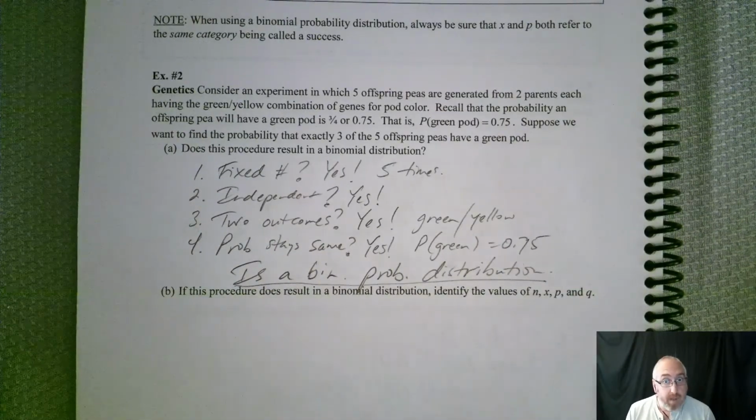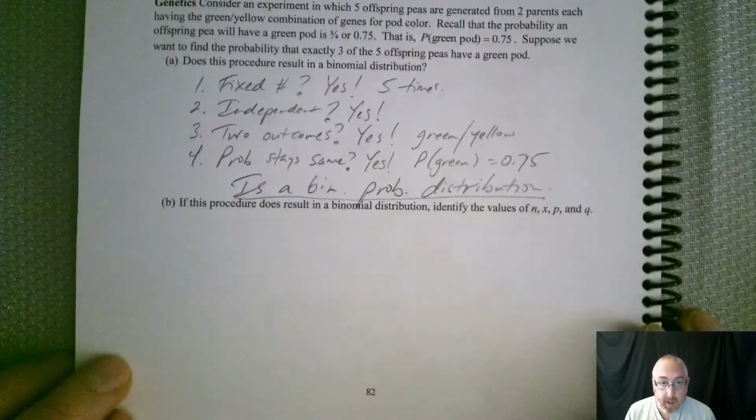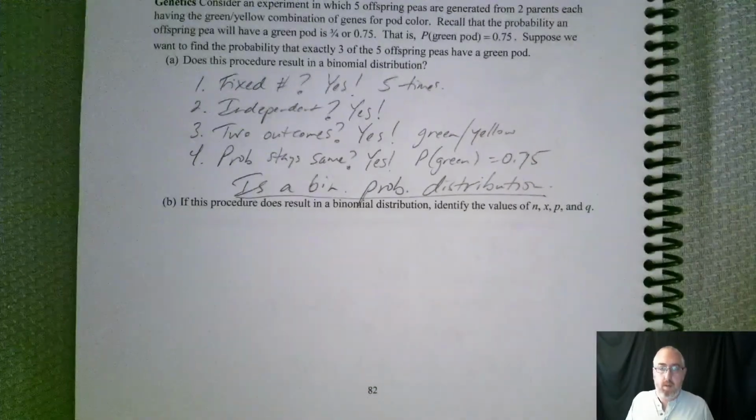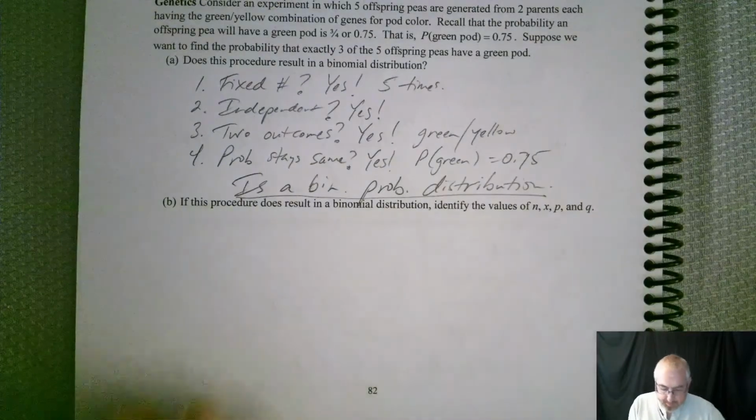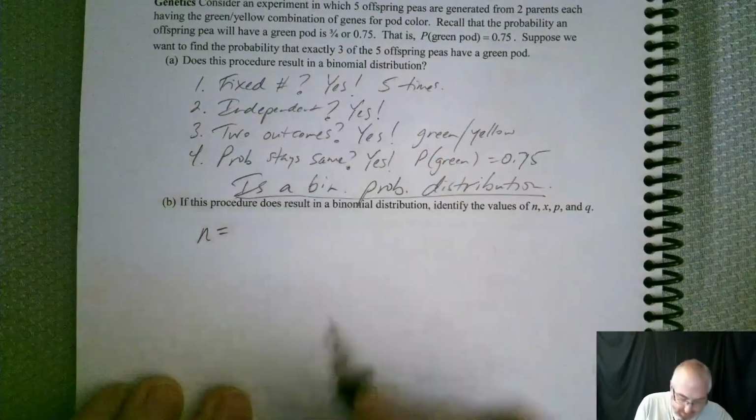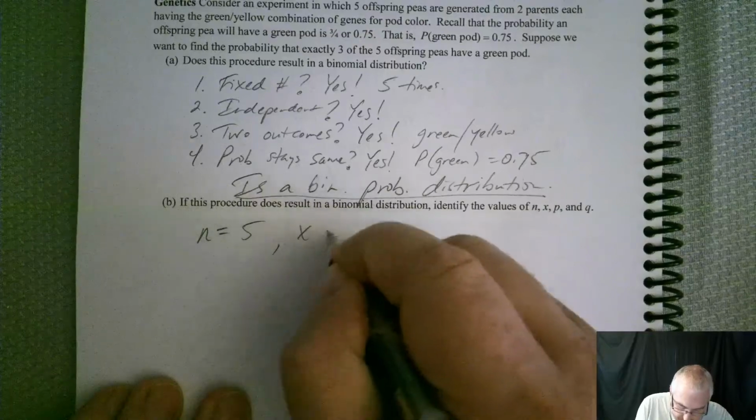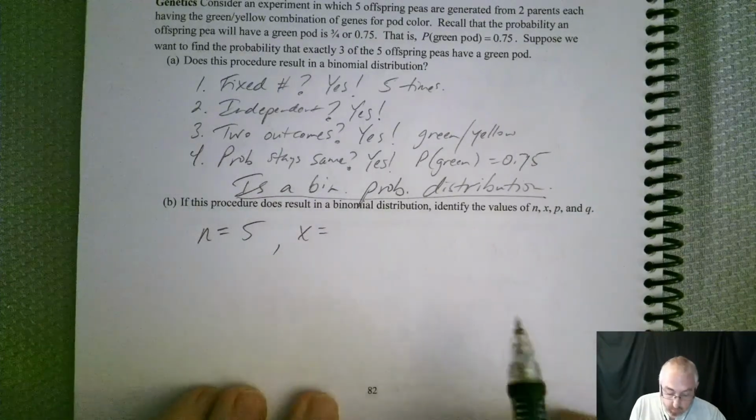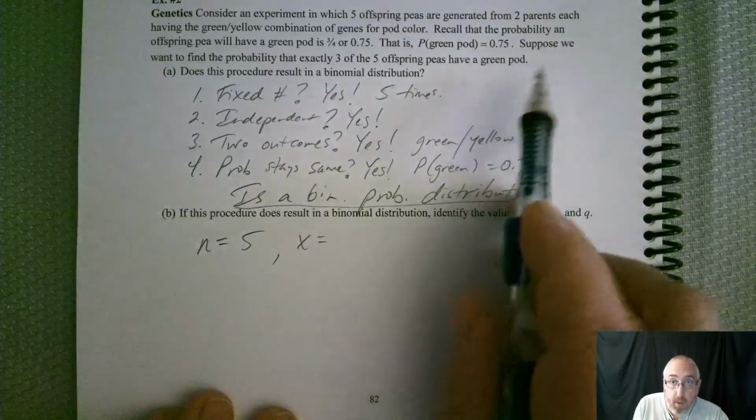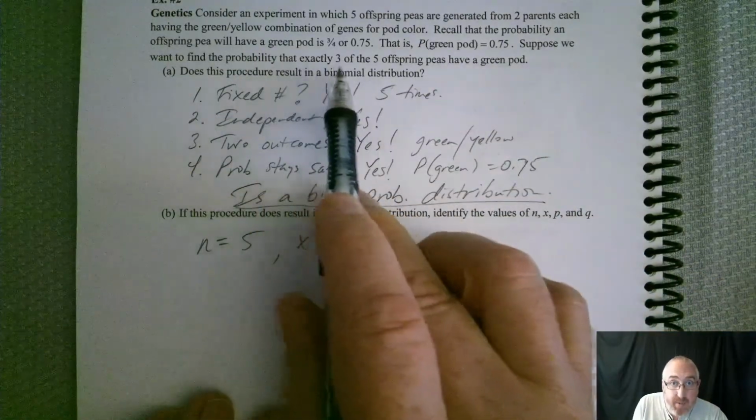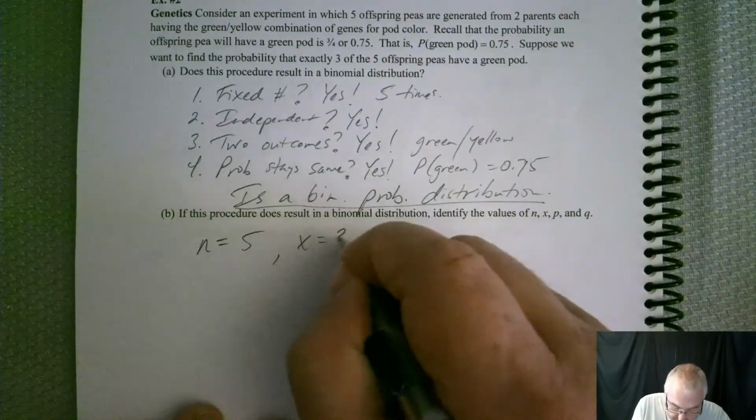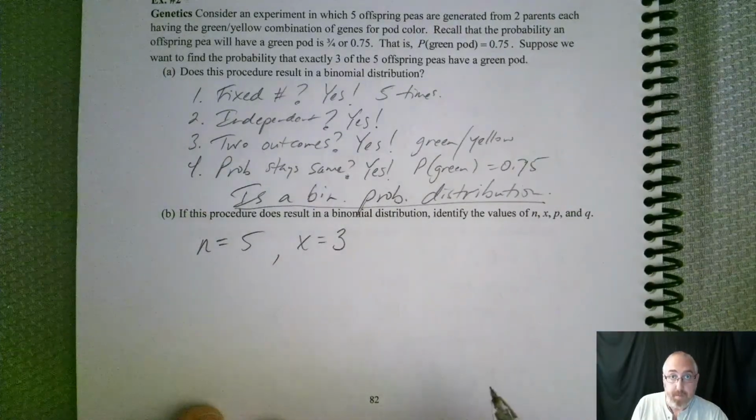Now that we have one, let's use our notation and let's see what we've got. If this procedure does result in a binomial distribution, identify the values of n, x, p, and q. So what do we have for n? Well, remember we said there were 5 trials, so n has to be 5. All right, and now if we look for x, remember it's the specific number we're looking for. Suppose we want to find the probability that exactly 3 of the 5 offspring peas have a green pod. So x has to be 3. 3 out of the 5.